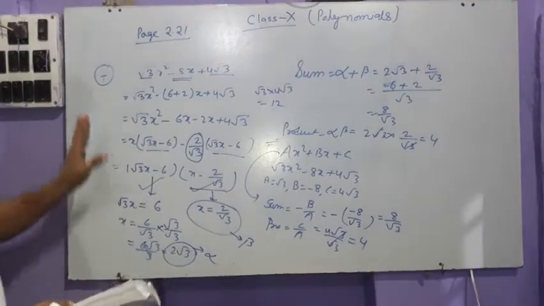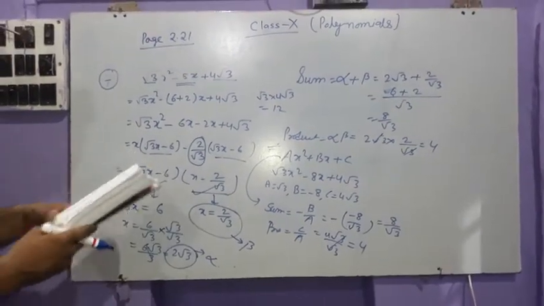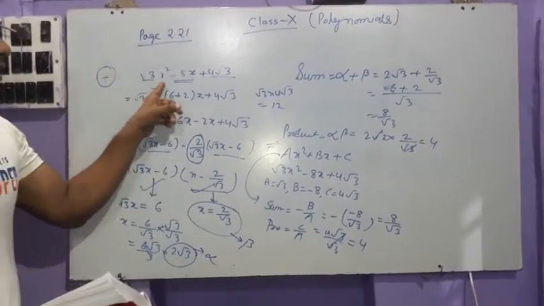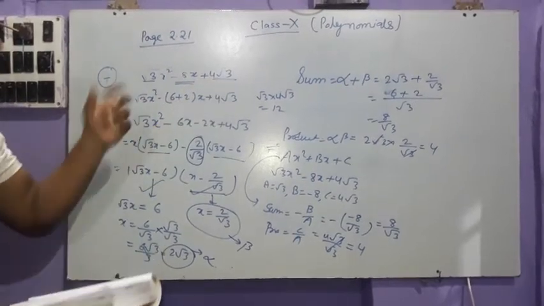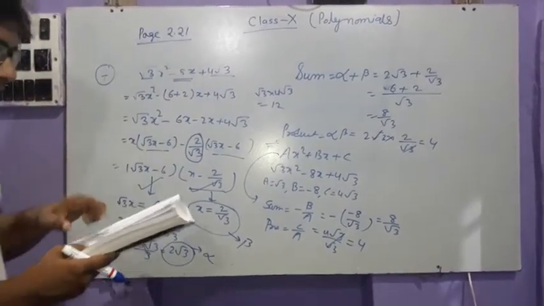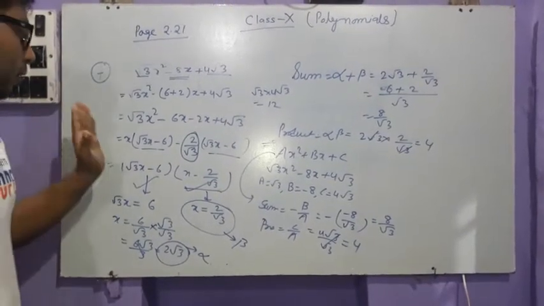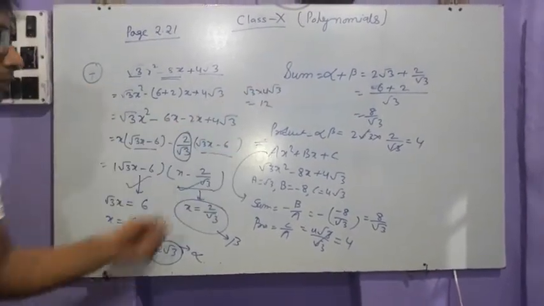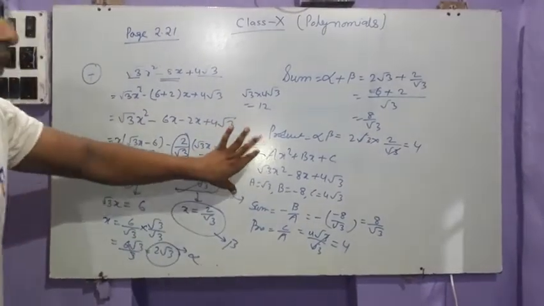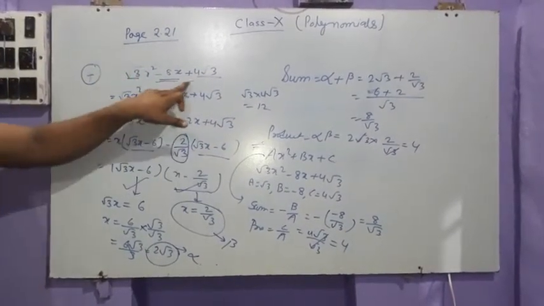Again I am telling you, the question is: given root 3x square minus 8x plus 4 root 3, we have to verify the relation between these zeros and coefficients. Verify means you have to find the sum and product by the factorization method, then again by using the formula method.